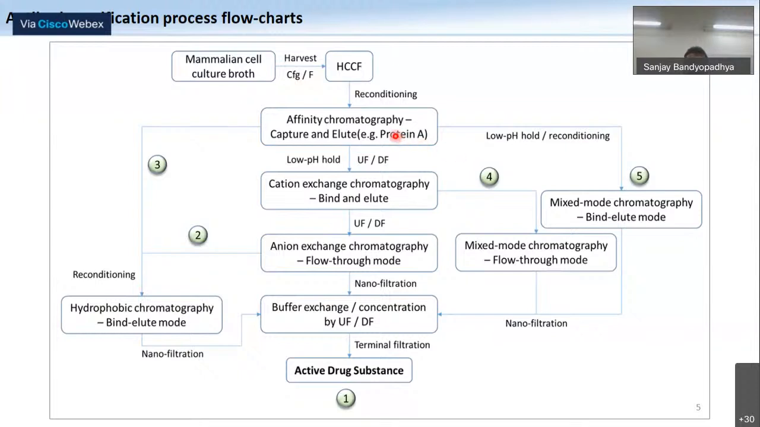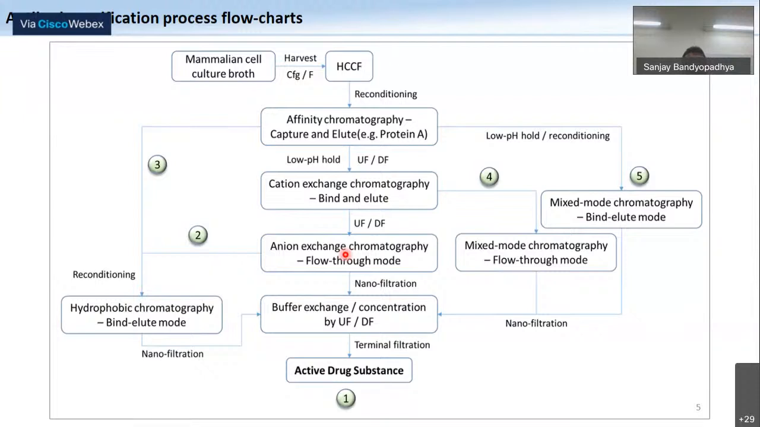So if we now focus on the middle one, designated as process one, you'll see that the purification then goes on with a low pH viral inactivation, followed by ion exchange chromatography, a series of ion exchange chromatography steps, and then finally the polishing step to get the active drug substance. But this is not the only way one can purify the protein. Although they share common features, remember I said the CDR region distinguishes the molecule.